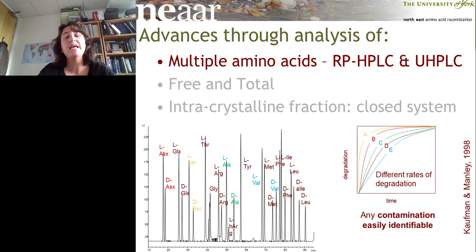What's great about this is that these amino acids racemize at different rates, so it means we get different information from each of those. But it also flags up any contamination if we're starting to see unexpected changes in the extent of racemization against each other.